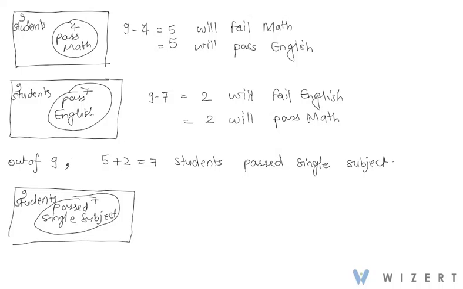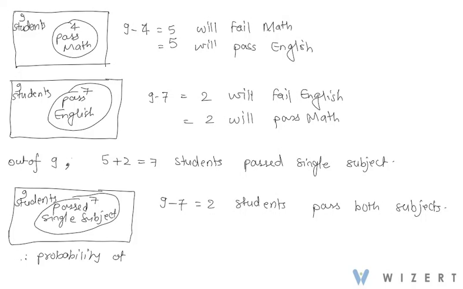That means that 9 minus 7 equal to 2 students pass both subjects. Therefore, the probability of students who pass both subjects is given by 2 out of 9. This is equation 2.